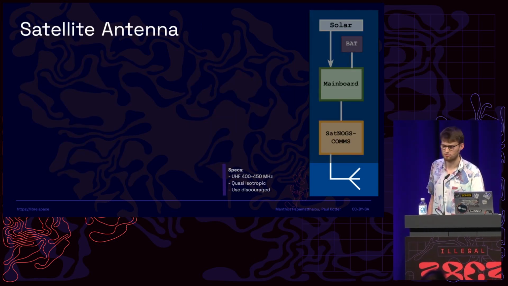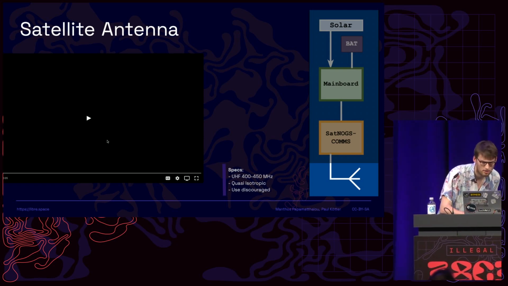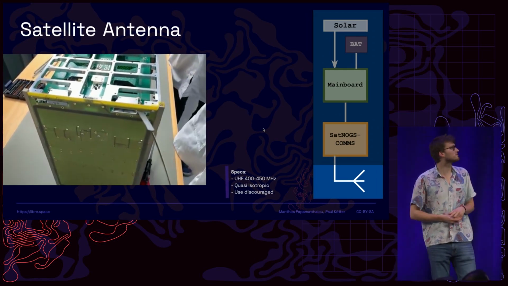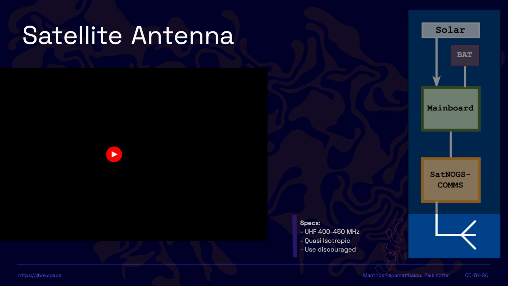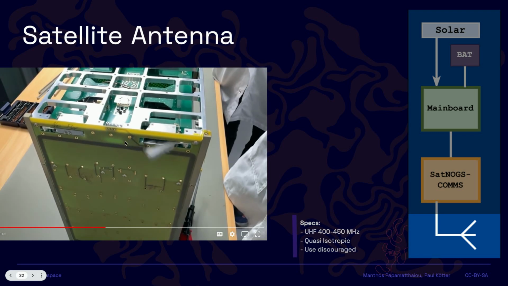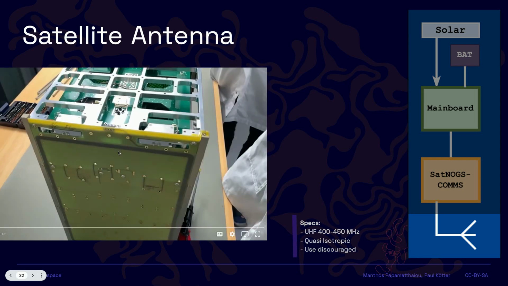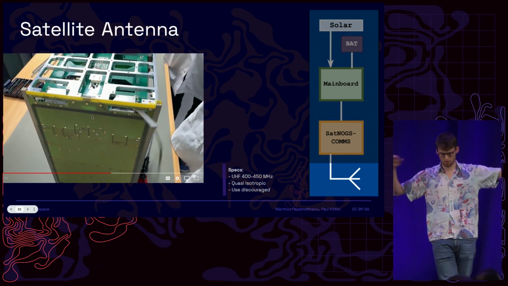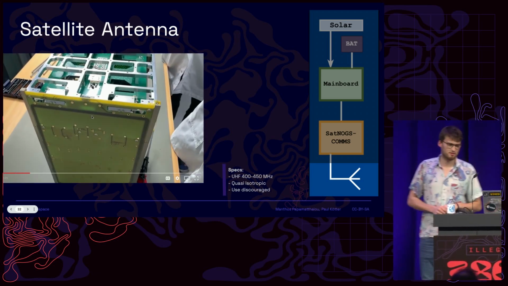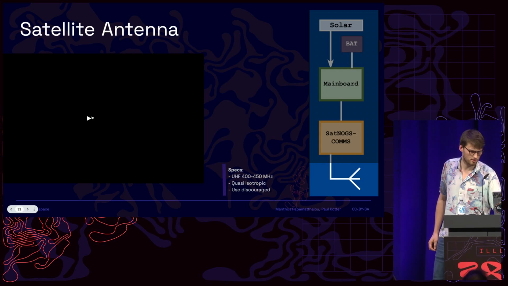So let's first have a look at the antenna. This is the antenna subsystem. As I said, it has to be folded inwards, and we also have a system that can eject the antenna after it is in orbit. This system that we designed is for 400 megahertz operation and has a quasi-isotropic radiation pattern. This means that on all sides it transmits roughly the same amount of RF power. But we would discourage the use of this because we found out that it has some problems.